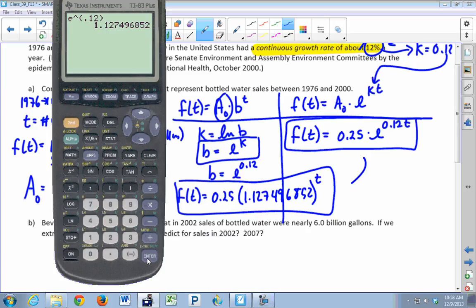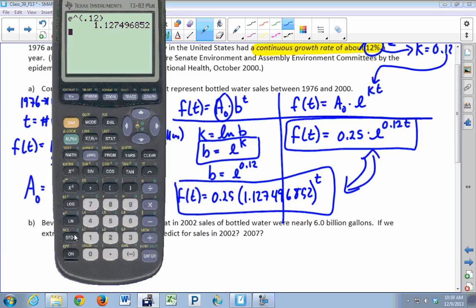And both of these are exactly the same. If you put this into Y1 and this into Y2, and you do a table for them, your answers will be exactly the same. Now, if you round off B to like 1.13, your numbers will be off a little. So if you were putting this into your calculator, you want to keep all of this, E to the 0.12. So you want to store this number.